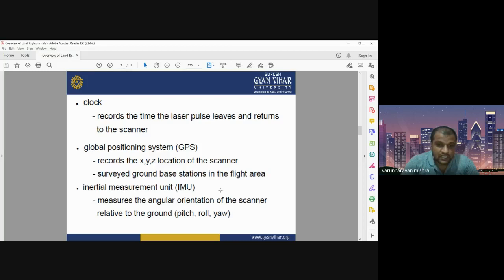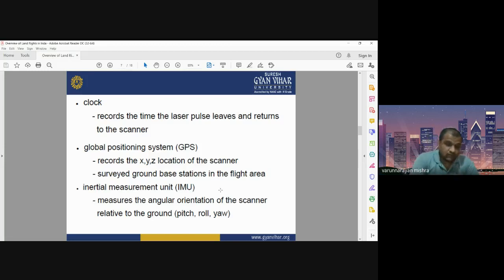It measures the angular orientation of the scanner related to the ground. When the aircraft moves in the air, there may be movements known as roll, yaw, and pitch. If there is roll, yaw, or pitch movement, the data, the image, or the values captured by the receiver may have some error.